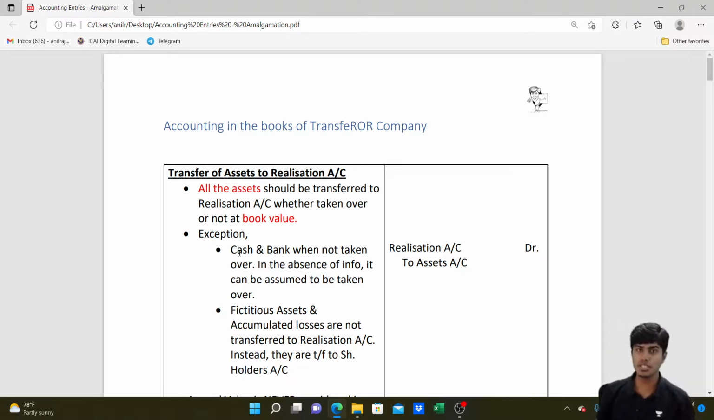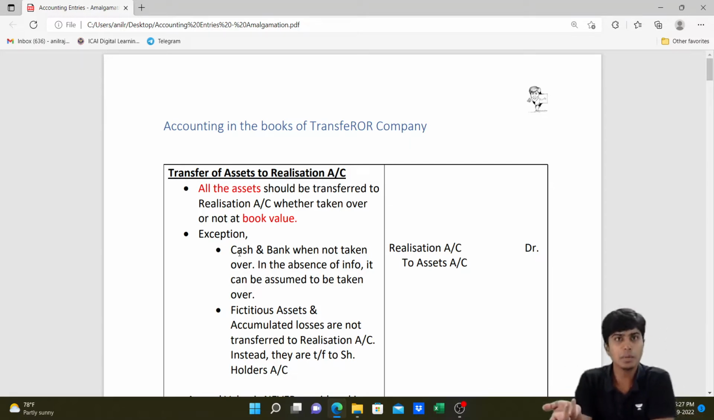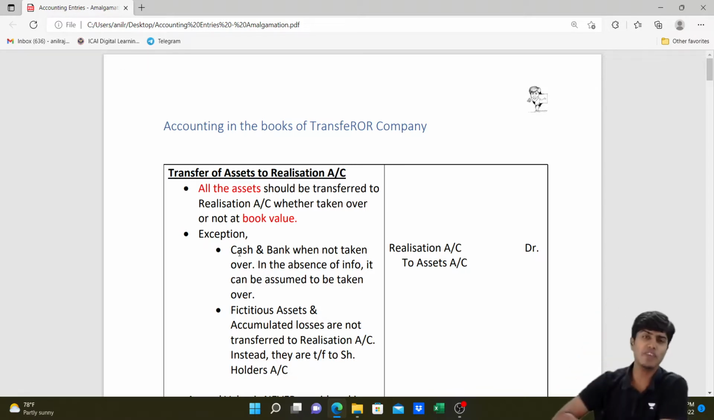And in the process of this entry, we need to transfer all the assets to realization account at book value, irrespective of the fact whether this asset is taken over by transferee or not taken over by transferee. See, there is a possibility that transferee might take over this asset in the process of amalgamation, and there is also a possibility that transferee will not take over this asset. We need to transfer this asset to realization account irrespective of whether it is taken over by transferee or not. Why? The answer is pretty simple.